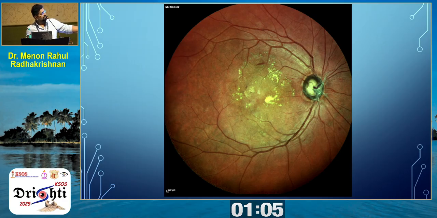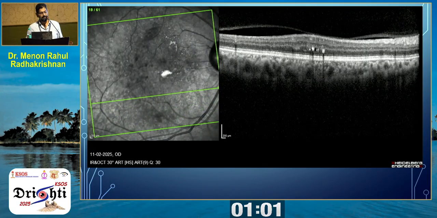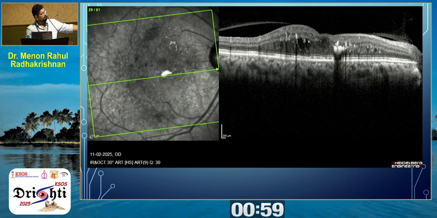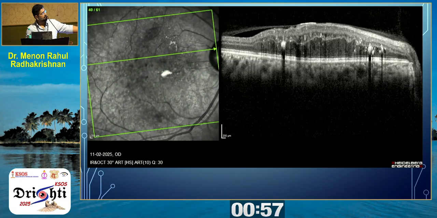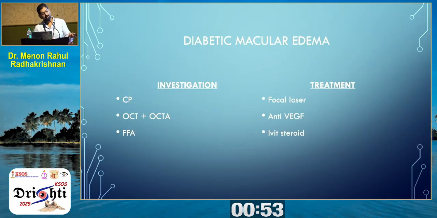There's another case. You can see the diabetic patient. You can see a lot of hard exudate there. This is the OCT, and you can see a lot of intraretinal fluid over here. You can see hard exudate clumps over there. This is basically a case of diabetic macular edema. Color fundus picture is very important. Do an OCTA if you're suspecting macular ischemia, and also do the FFA.